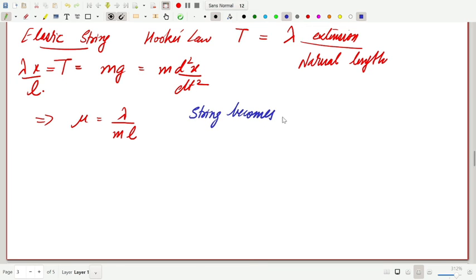String becomes slack. What do you mean by this? That it is under gravity and tension is zero.